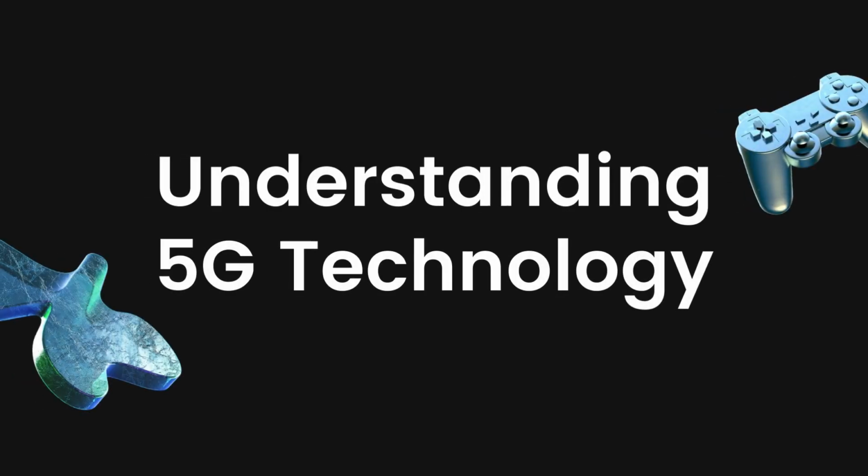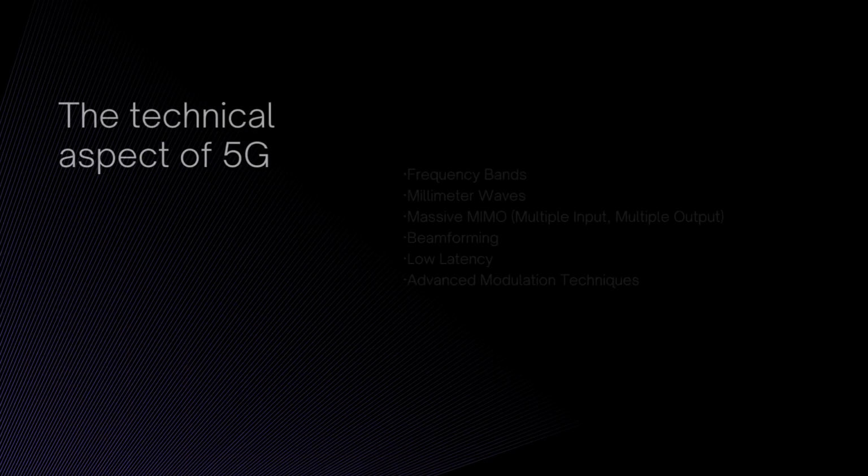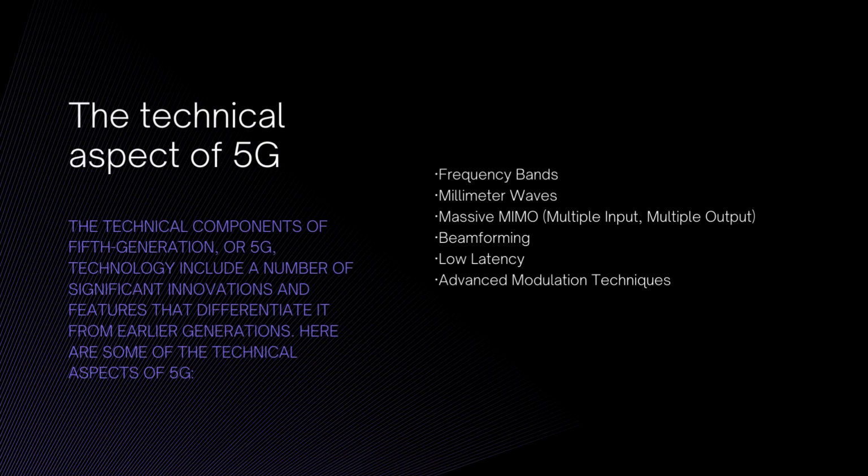In understanding 5G technology, we're going to see the technical aspects of 5G, timeline of 5G development, and budget for 5G development. The technical components of 5G technology include a number of significant innovations and features that differentiate it from earlier generations. Frequency bands, millimeter wave, massive MIMO, multiple input, multiple output, beamforming, low latency, and advanced modulation techniques are some of the technical aspects of 5G.